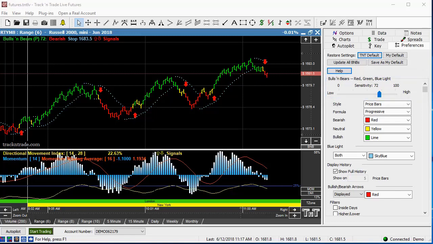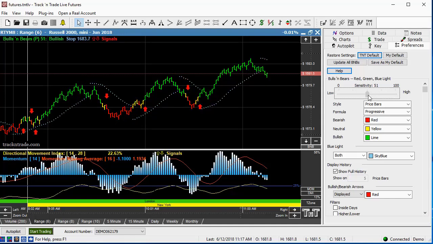A higher sensitivity gives earlier bullish, bearish arrows and fewer yellow or neutral market bars, while a lower sensitivity waits for the trend to become better established and maintains a higher degree of neutrality or yellow price bars before giving bullish, bearish arrows. The sensitivity slider's default setting is 72.